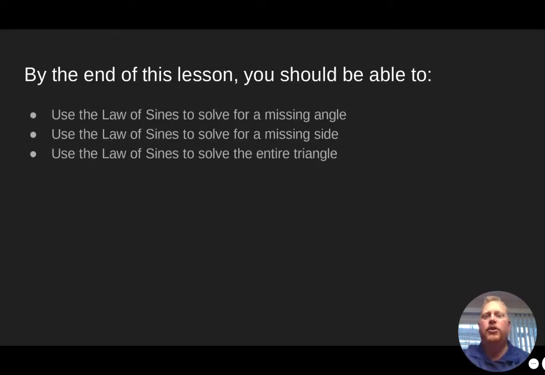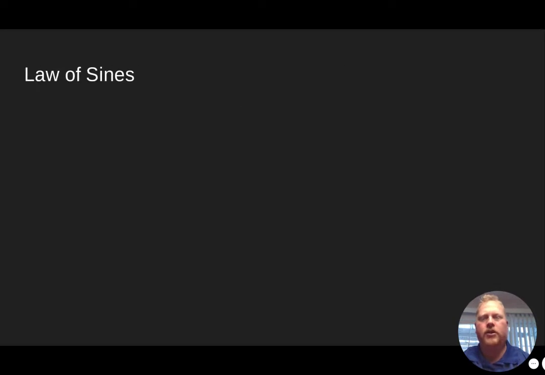By the end of this lesson, you should be able to use the law of sines to solve for a missing angle, use the law of sines to solve for a missing side, and use the law of sines to solve the entire triangle. When we say solve the triangle, that means you have to find every angle and every side. So let's talk about what the law of sines is.